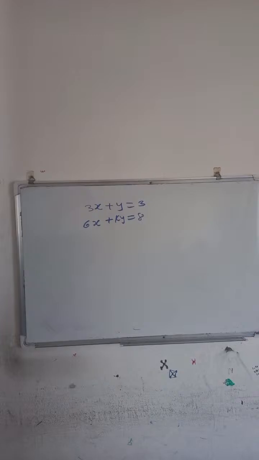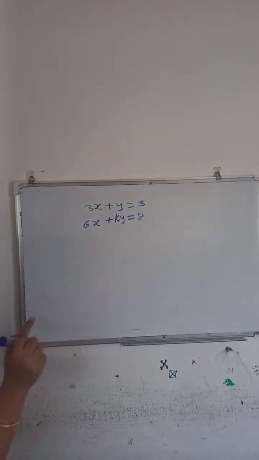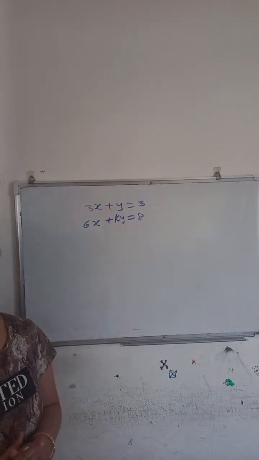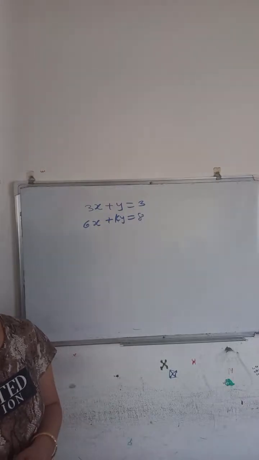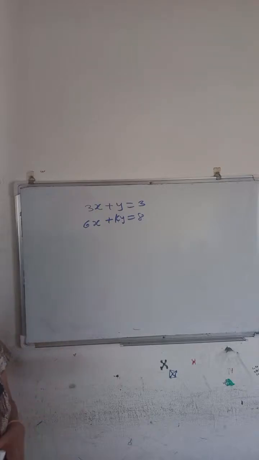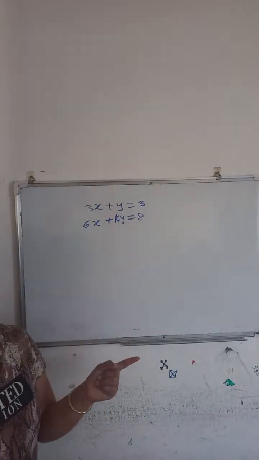Always remember, whenever they are asking to find out any values, immediately check what is the condition given. Here they are saying no solution. No solution means what? They are parallel. Only in the parallel case do we get no solution. In the rest of the cases we get a solution, because when the lines are intersecting you will get only one solution, that is a unique solution.